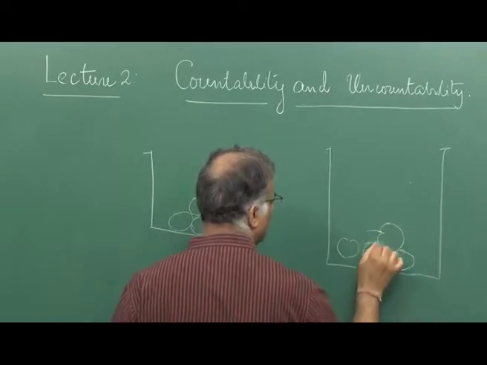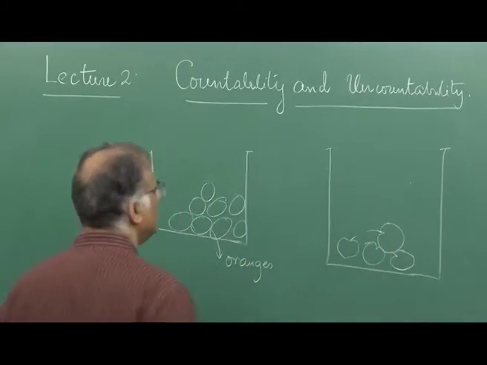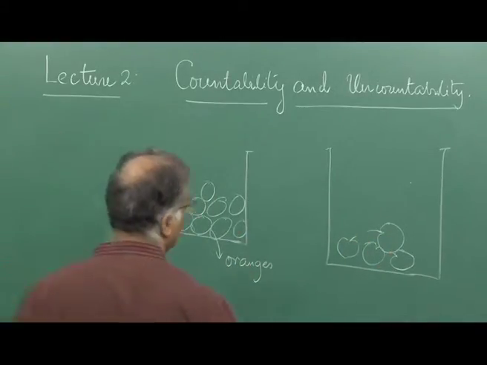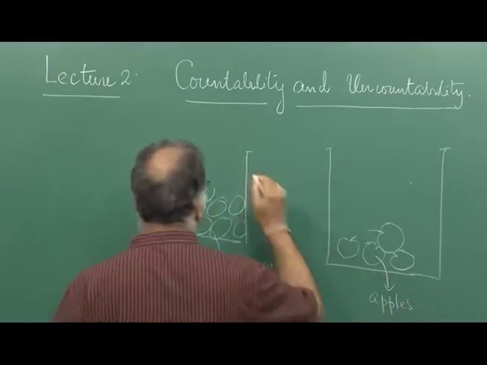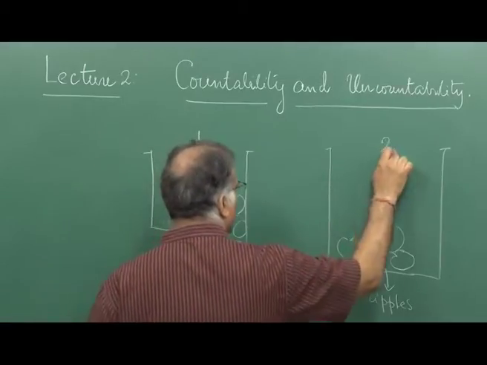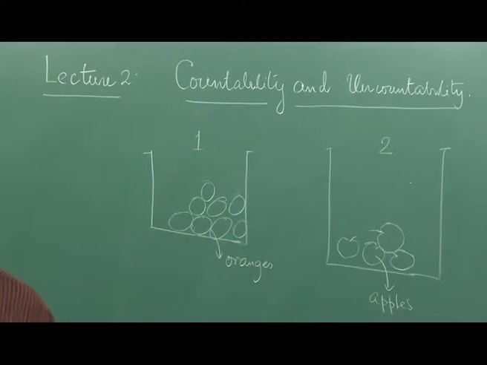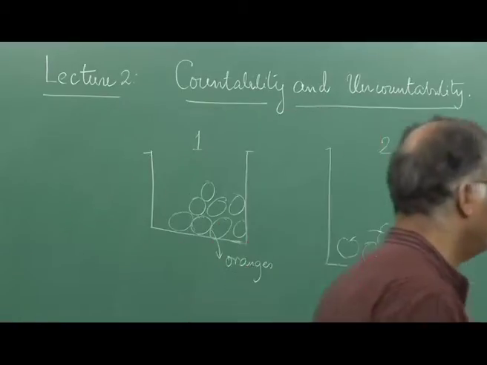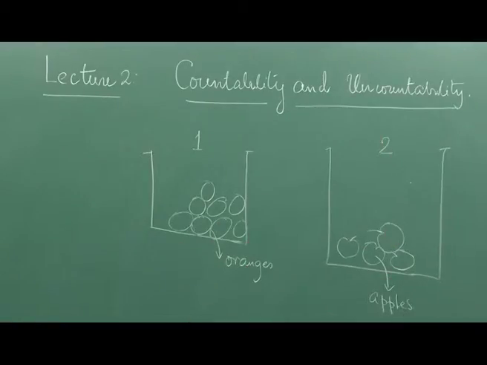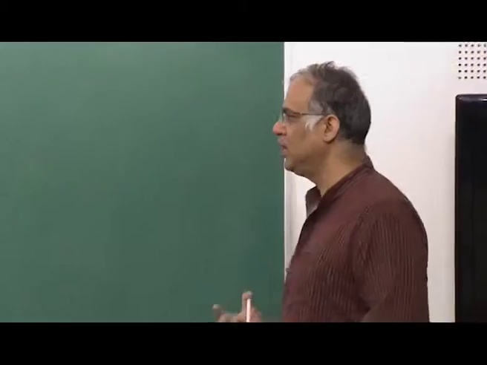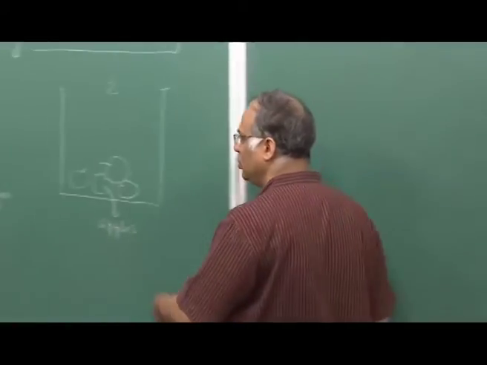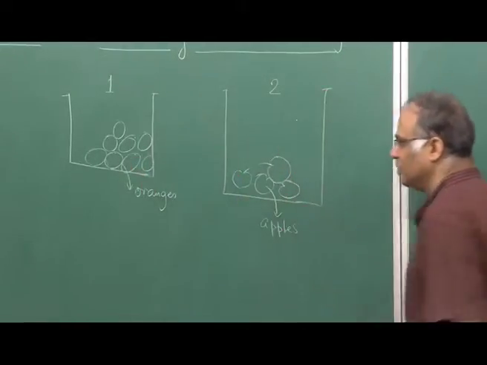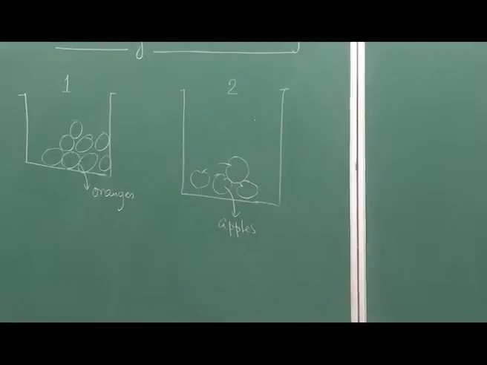Don't take the drawing so seriously. So here are apples. Now this is crate 1 and this is crate 2. Which one has more fruits, crate 1 or crate 2? Here, obviously, from the drawing it is clear. But suppose you do not know how to count, you have no idea about the numbers 1, 2, 3, 4. How do you know which has more fruits and which has fewer? Whether you have more oranges than apples, or apples than oranges, or are they equal?